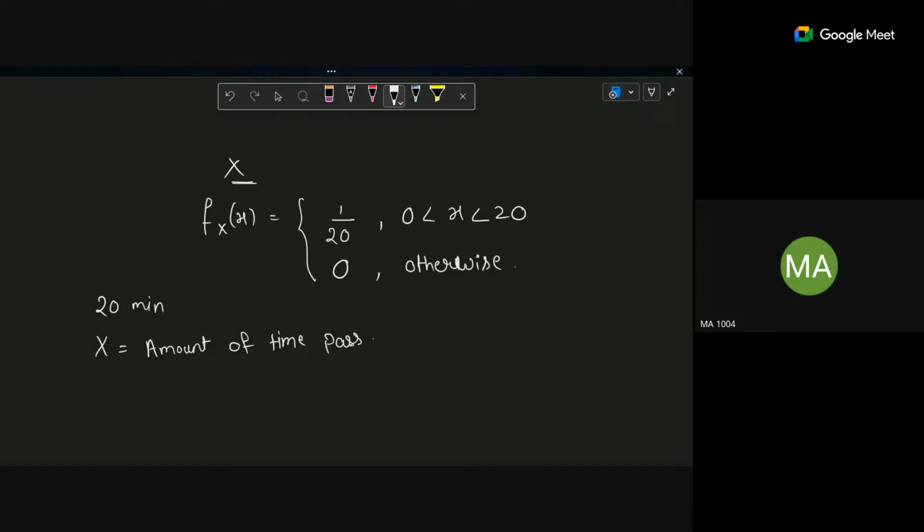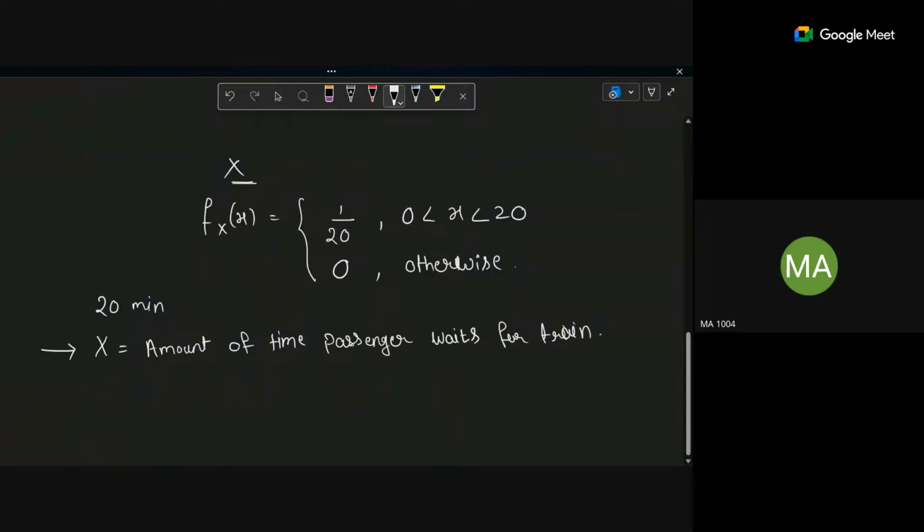Any explanation you can give till then? No proper explanation, ma'am. Try it. Why is it uniform? That is the question. You have to explain it.